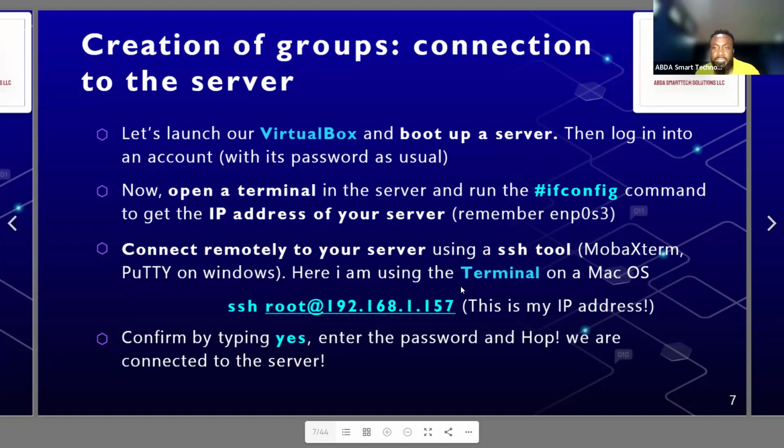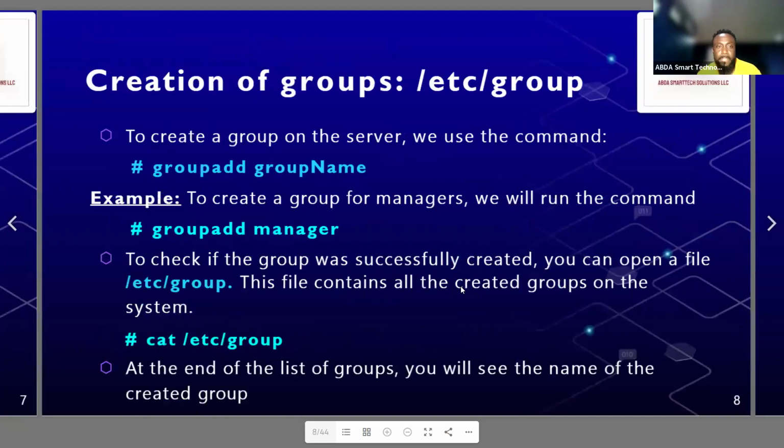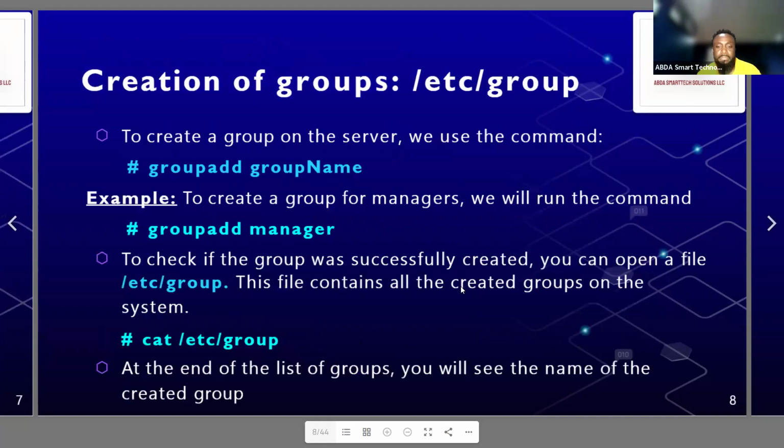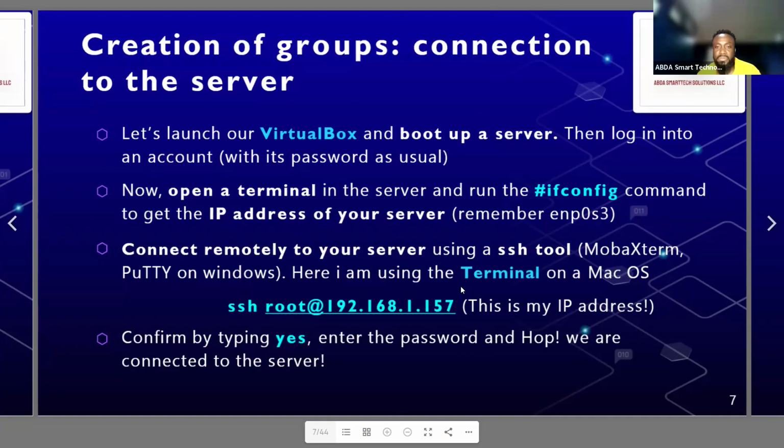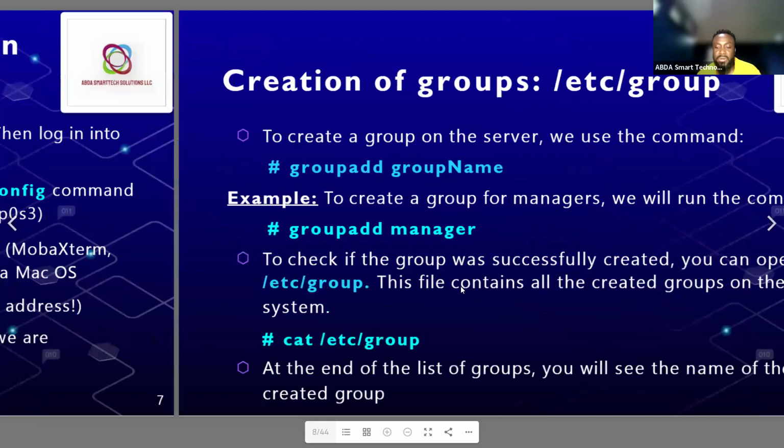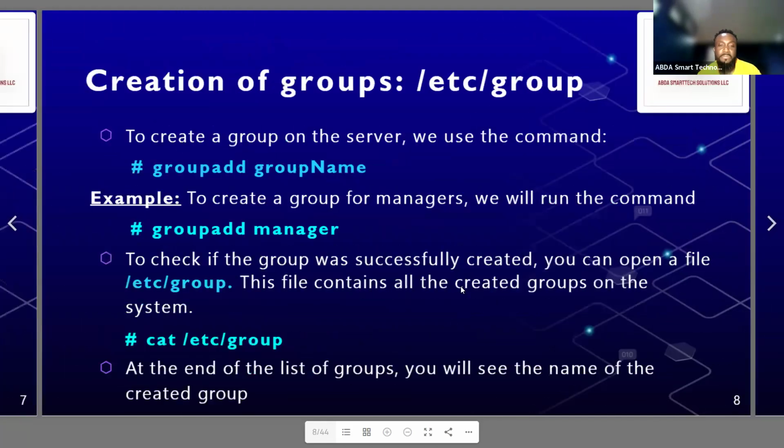So we're not using VirtualBox anymore. I have a command to get the IP address of the server. Okay, connect remotely to the server. Yes, SSH. Yes. All right, they were just telling how to use your VirtualBox and log into the server. I don't know why it's on here, but let's move on.